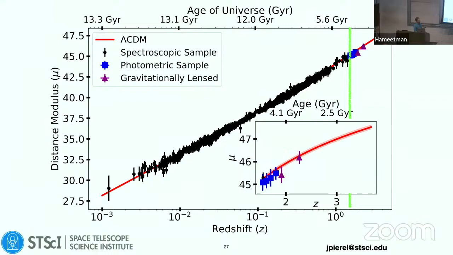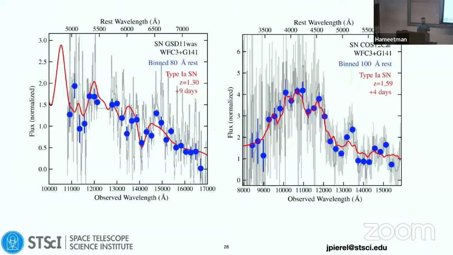I also wanted to mention this one redshift 1.6 spectroscopically confirmed Ia, and this is what that looks like. On the right here, this is that redshift 1.6 classification. It's a Hubble classification. It's okay. So this is where we're starting, basically, in terms of going to higher redshift. This was the limit before the launch of James Webb.